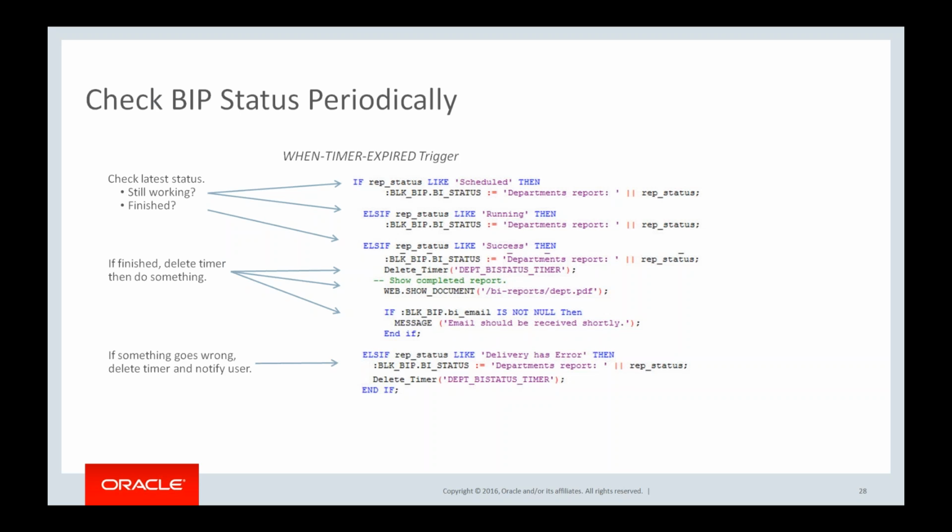And in a case where something went miserably wrong and the status that you got back doesn't look like running, success, or scheduled, you could assume something failed, and you'll probably want to let the end user know something didn't go right, and you'll want to delete the timer and do the right thing. That's kind of a high-level view of how you'd want to implement that.